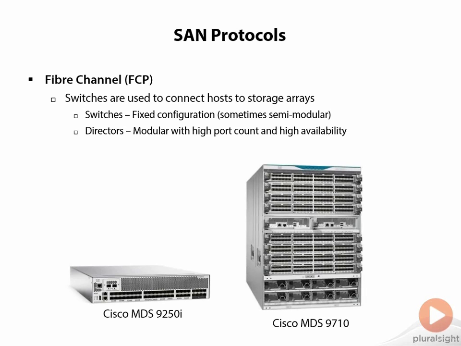And then we have directors, which are modular with a high port count and high availability. In this case, you have a Cisco MDS 9710. This has line cards that can be pulled in and pulled out. Here you see it's fully populated, but you could start off with just one line card, and then add additional line cards to give you more capacity as you grow. Everything is highly available: redundant power supplies, redundant memory, the line cards themselves. Everything is set up for a very highly available environment.